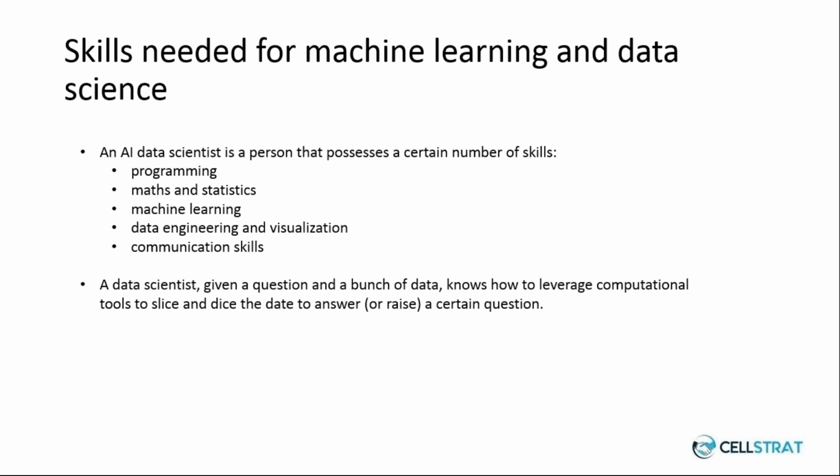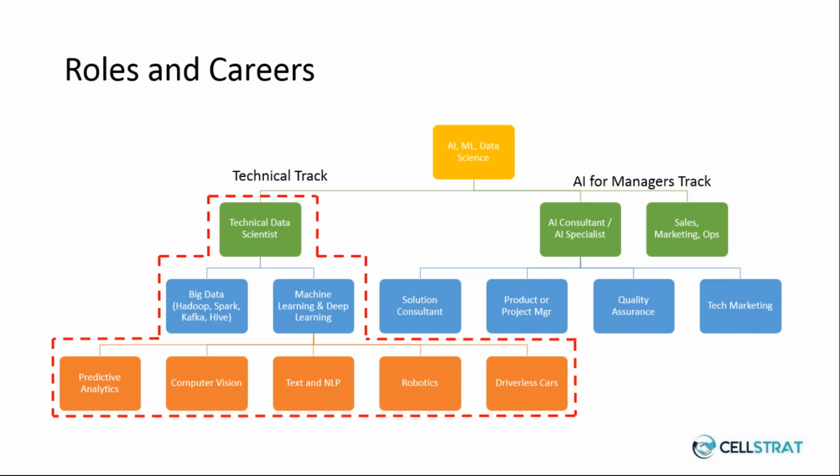What does a data scientist do? Given a question and a bunch of data, they know how to leverage computational tools to slice and dice the data to answer or raise certain questions. Basically, a data scientist is able to derive useful insights or useful inference from data. Okay, so deriving useful insight or useful inference from the data. That's what a data scientist is able to do using some of these computational tools.